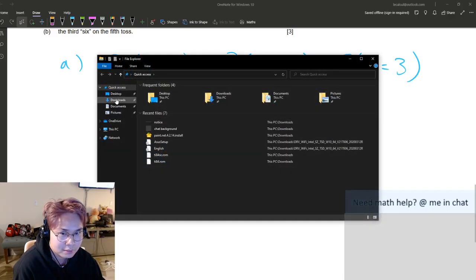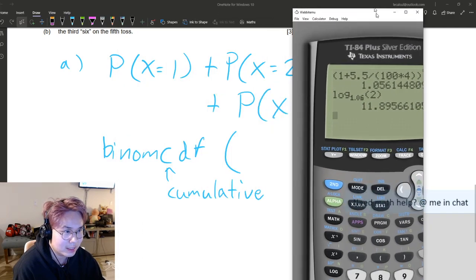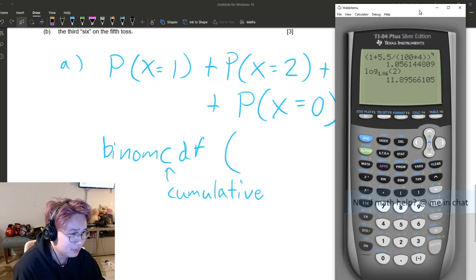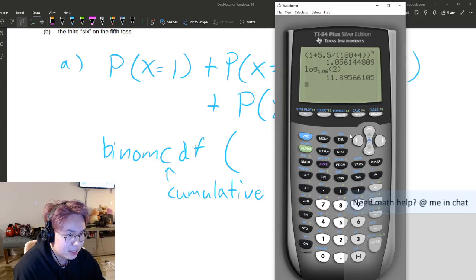Oh man, I have this terrible habit of closing the calculator application after I finish using it for a question. But anyways, this is in stat calc, I think it was. Nope, it wasn't. Quit, second, and then you want distribution.